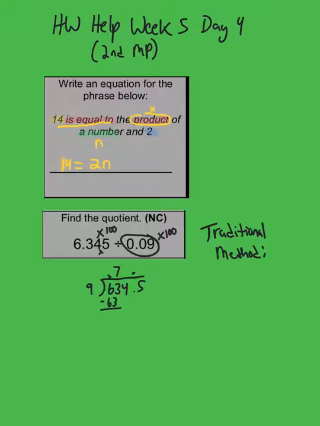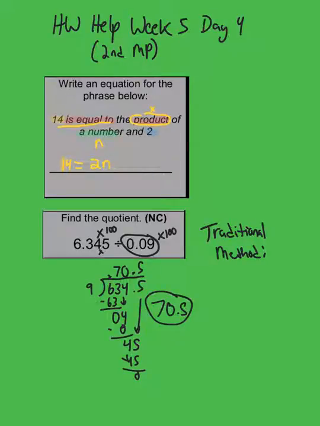I'm going to subtract and bring down the 4. 9 goes into 4 0 times. You must write that 0, which is 0. Going to subtract and bring down the 5. And 9 goes into 45 5 times, which is 45. And I get 70.5, or 70 and a half, as my answer.